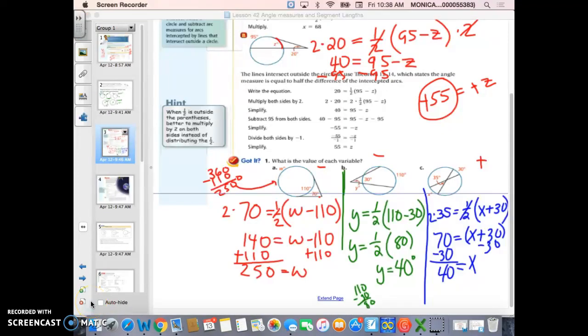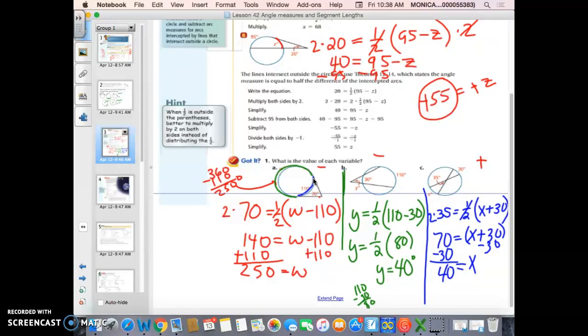For problem number 1, I just wanted you to notice that if this part of the arc is 110, then the rest of the arc is actually going to add up to 360. So there is a shortcut. You didn't actually have to use the whole formula. You could have just taken 360 minus 110. But if you did use the formula, this is what it looked like. This is one where you have to multiply both sides by 2 to cancel this 1/2 out. And then you just do the simple one-step equation.